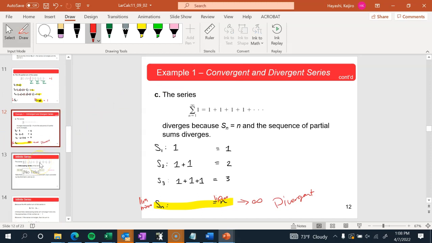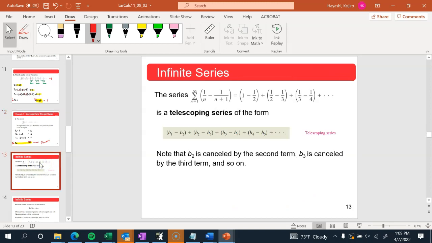All right, so the one that we just looked at previous to this, 1 minus 1/2, plus 1/2 minus 1/3 plus 1/3 minus 1/4, that's known as a telescoping series. Because of the way that it acts, where you cancel out all the middle terms and you're left with the first part of the first term and the very last part of whatever last term you have, it behaves kind of like a telescope.